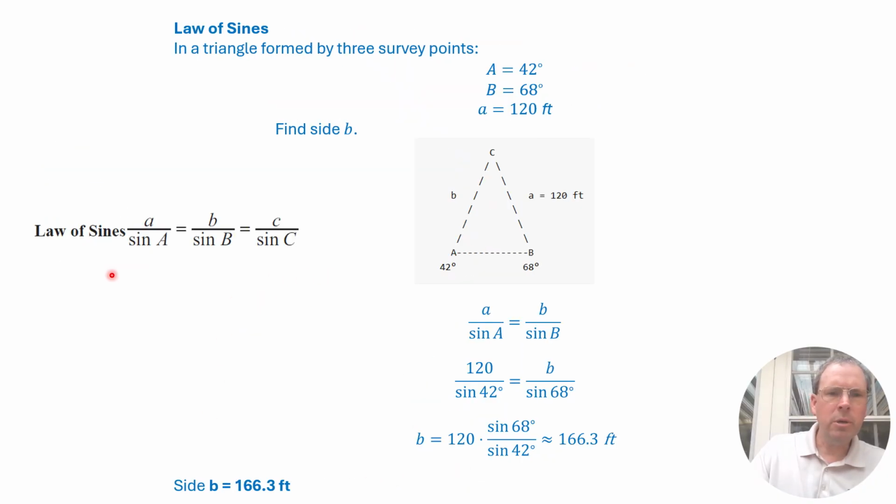And the next equation that comes up is the law of sines. For example, the way you use this is in a triangle formed by 3 survey points, A, B, and C: the first angle is 42 degrees, the second one is 68 degrees, and you're given one side as 120 feet. So you can set up the law of sines: A over the sine of A is equal to B over the sine of B. So you put the terms in: 120 over the sine of 42 is equal to B over the sine of the other angle. Solve for B, and you get 166.3 feet.